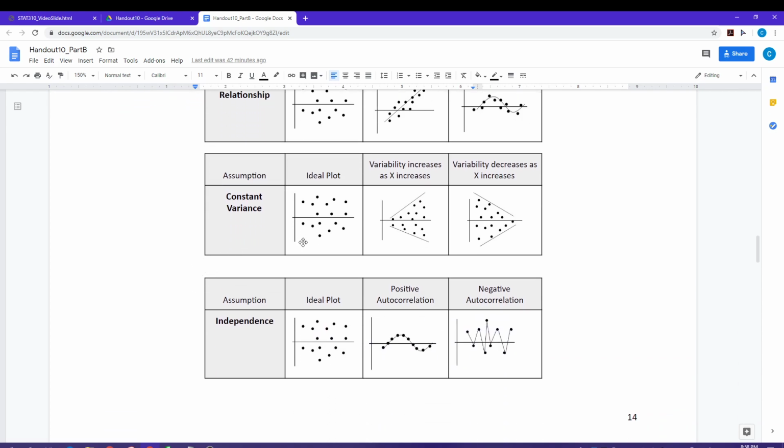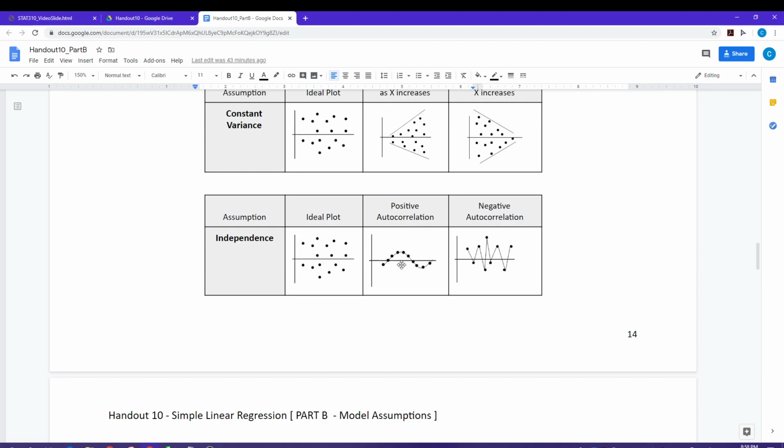For the constant variance assumption, again, an ideal plot is just going to have random scatter above and below the line. If you have either one of these situations, these are bad situations. Both of these are situations in which the variability does not appear constant as a function of x.